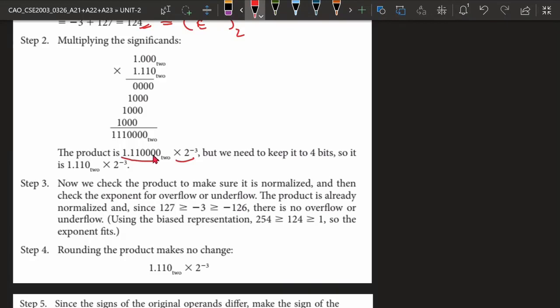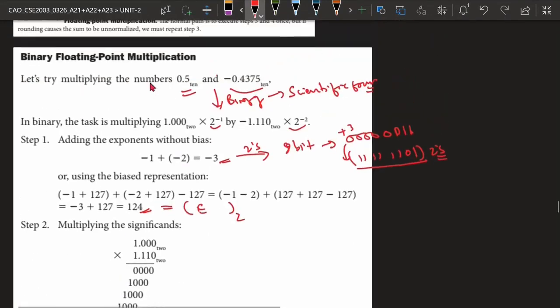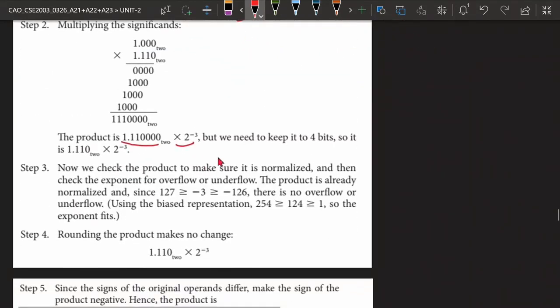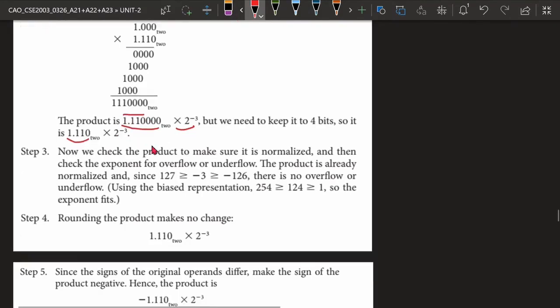So there is no need to normalize it, but it is given that we need to use 4-bit precision. So we use only 4 bits, 1.110. For using 4 bits we need to truncate it using rounding. Considering 4 bits, the remaining bit is 0 only, so there is no effect of rounding. So we again write 1.110, this one.